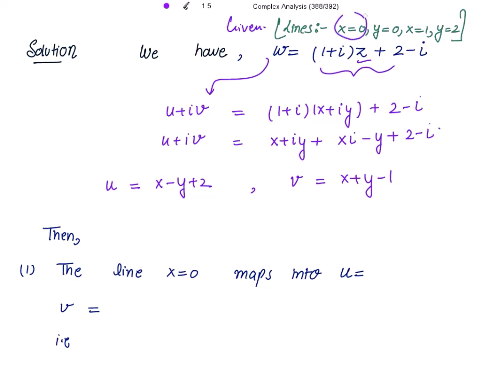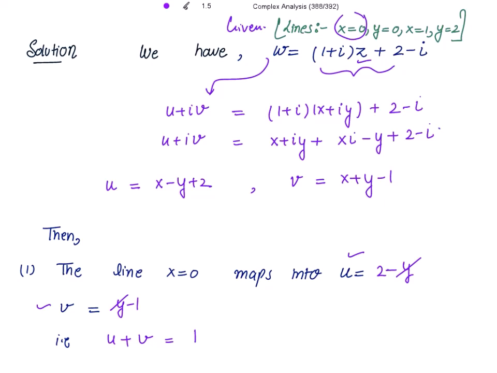x equal to 0. So x equal to 0 maps into, just put x equal to 0 here, we get u equal to 2 - y, and v will be equal to, if I put x equal to 0, y - 1. So if I add these two I will be getting u + v equal to, on adding, y is cancelled out with minus y, and we get 1.